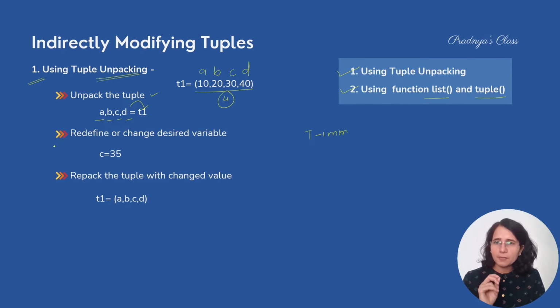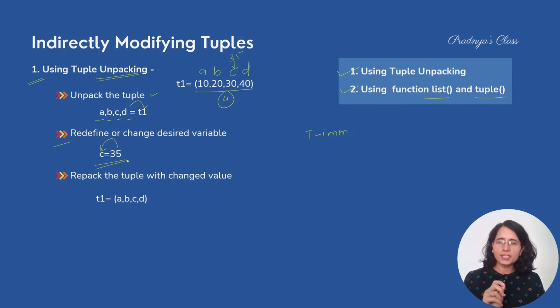The second step is redefine or change the desired variable. We can change the individual element now by initialization. Now suppose I want to change the value of C to 35. So I have written this initialization statement.